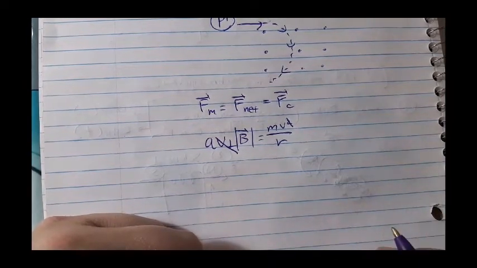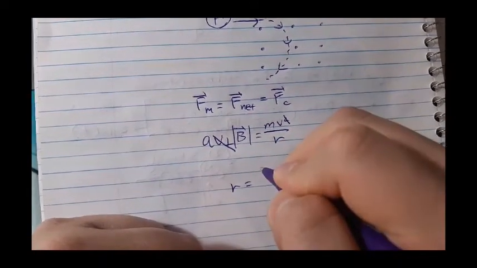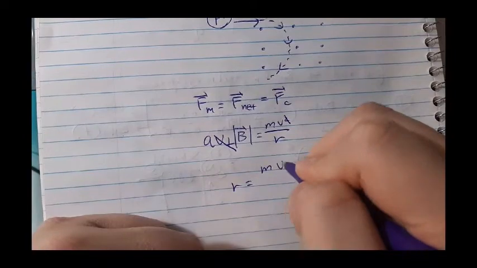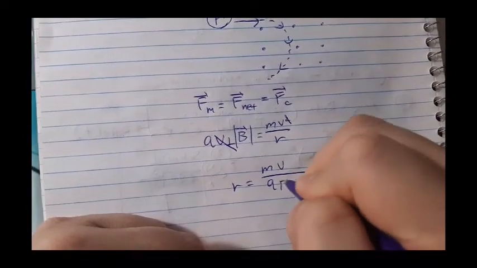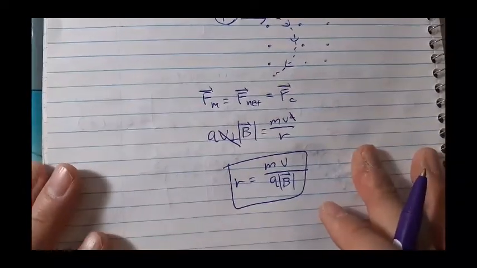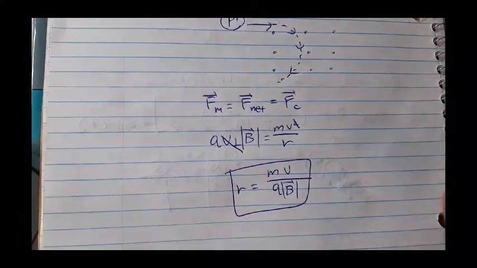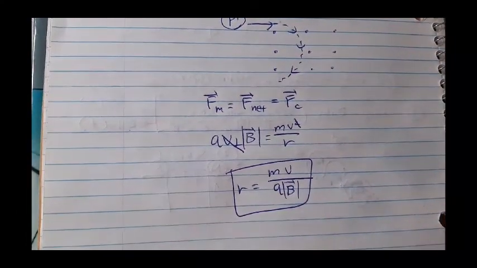And if I isolate for r, then radius is equal to mv over qB, something like that. Any of the variables can be isolated from that perspective. And that is what we also covered, from hand rule to calculation.